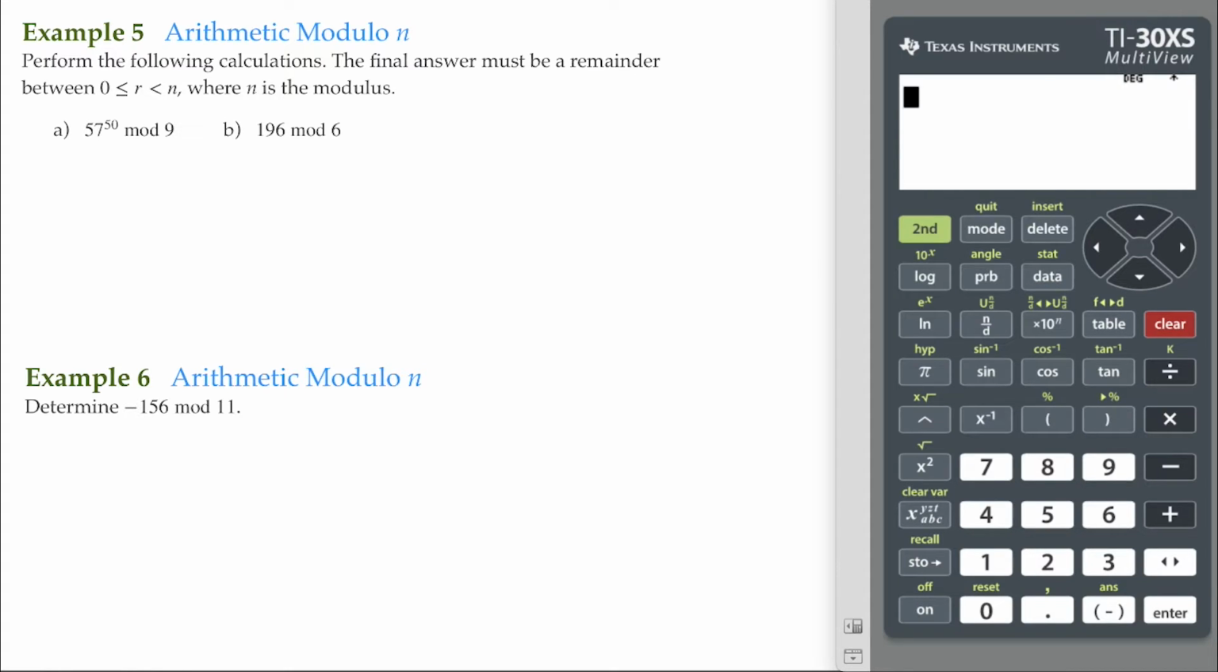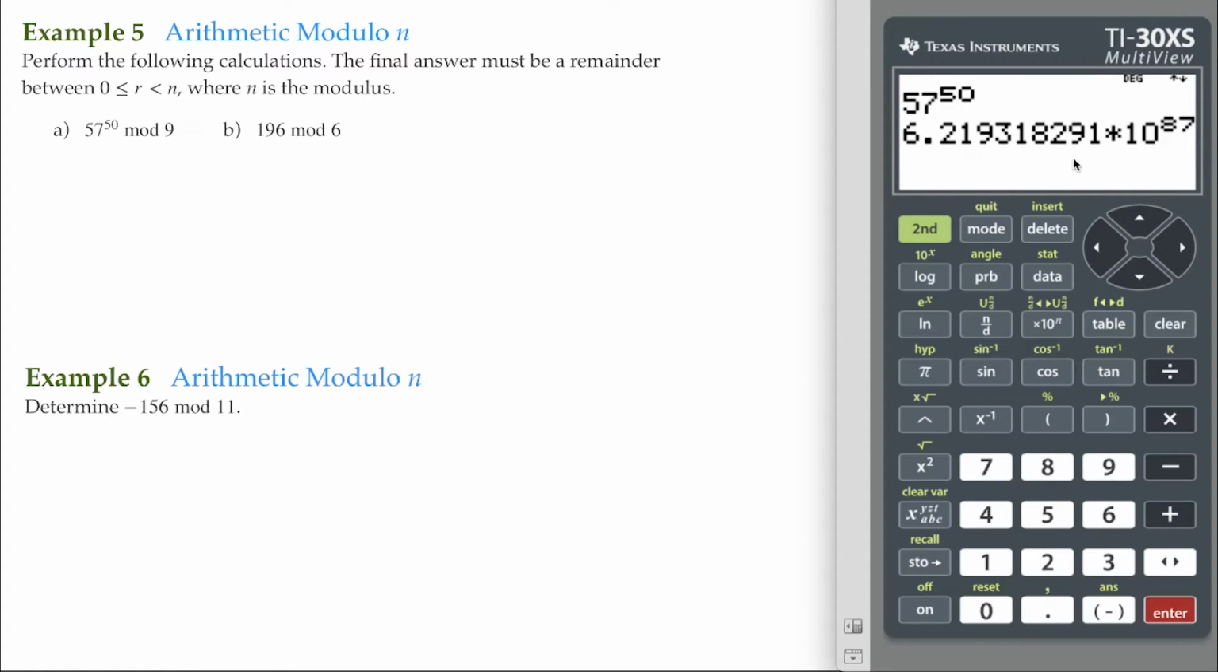Now 57 to the 50th power, here's 57. Here is our caret key. We'll raise that to the 50th power. So this is an extremely large number. This is in scientific notation. This is times 10 to the 87th power. That means this decimal swings over 87 times. So it's very, very large.